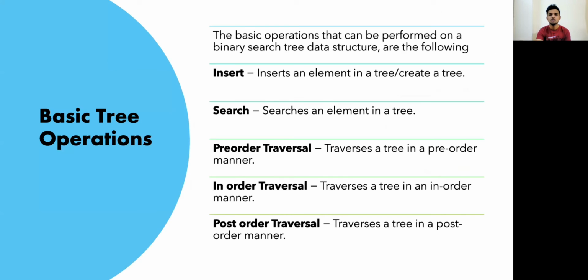Now let us see what are the basic tree operations. Insert, search, pre-order traversal, in-order traversal, and post-order traversal. Insert. It inserts an element in a tree or creates a tree. Search. Searches an element in a tree. Pre-order traversal. It traverses a tree in pre-order manner. In-order traversal. Traverses a tree in in-order manner, whereas post-order traversal traverses a tree in post-order manner.